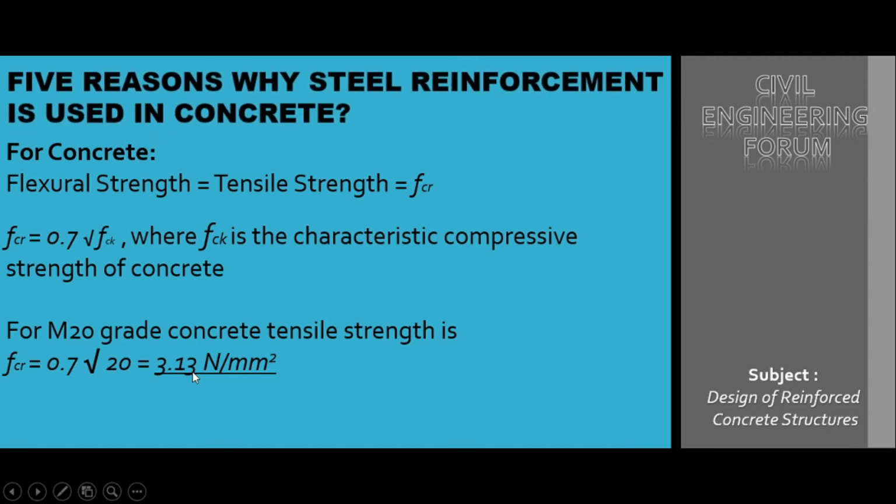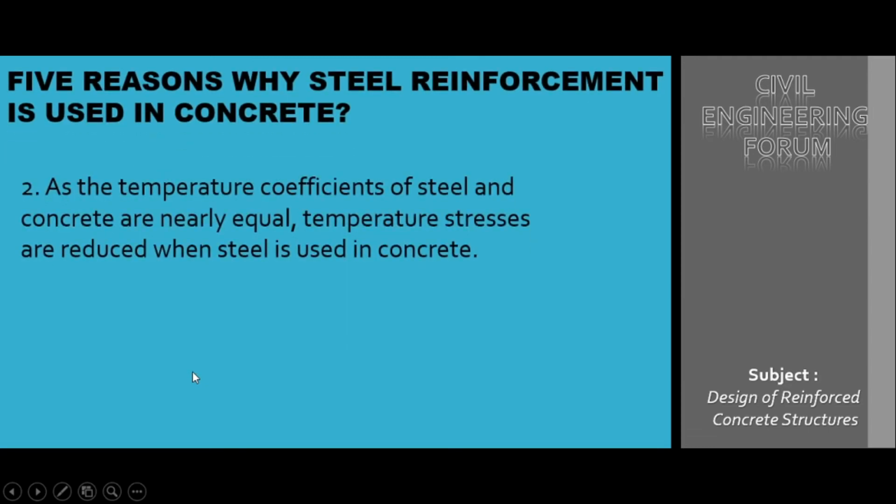Then the second one is, as the temperature coefficients of steel and concrete are nearly equal, temperature stresses are reduced when steel is used in concrete. See, when we are using two different materials to prepare a composite material, due to change in the surrounding temperature, stresses will be developed in both the materials if the temperature coefficients are different. And so we need to select the materials in such a way that the temperature coefficients are also the same.